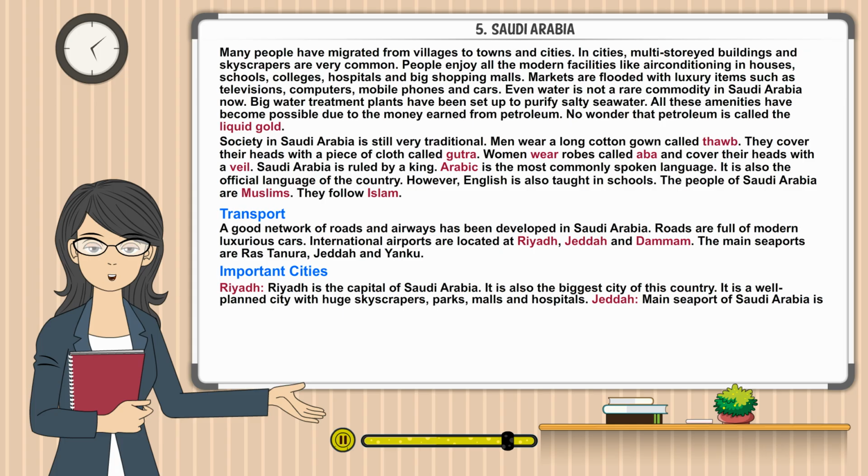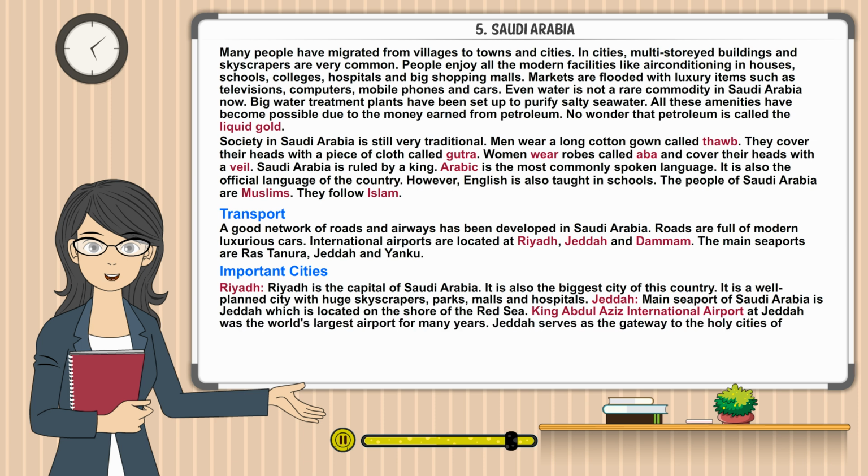Jeddah. Main seaport of Saudi Arabia is Jeddah, which is located on the shore of the Red Sea. King Abdulaziz International Airport at Jeddah was the world's largest airport for many years. Jeddah serves as the gateway to the holy cities of Mecca and Medina.